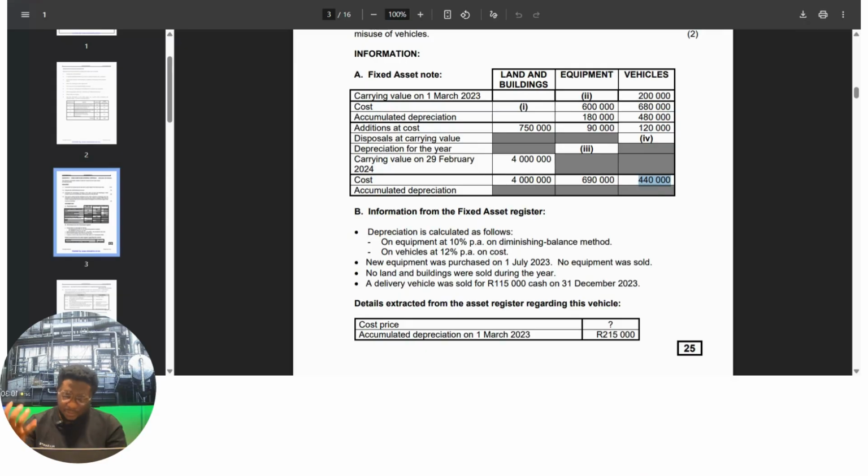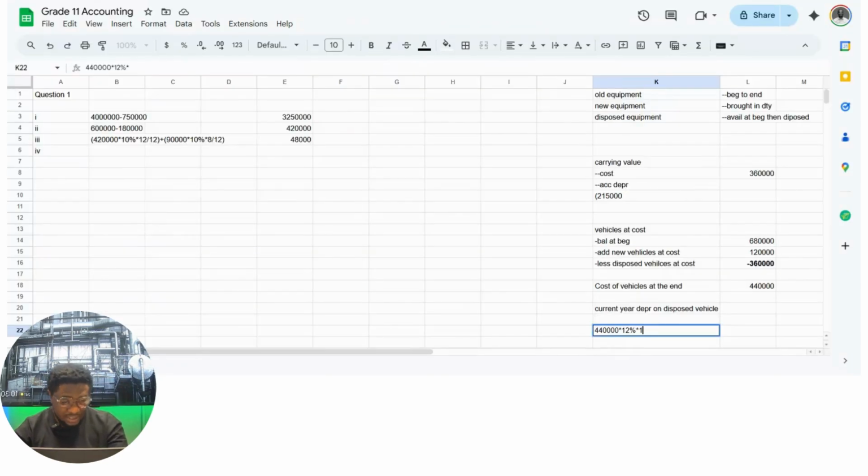That is 10 months, but to confirm it, that's March, because we start in March, April, May, June, July, August, September, October, November, December. So that's 10 months. So we would then apportion by 10 months. So we're going to say multiplied by 10, then divided by 12. So what does that give us? Well, it gives us the current year's depreciation to be 44,000.